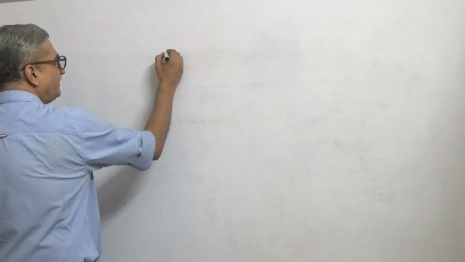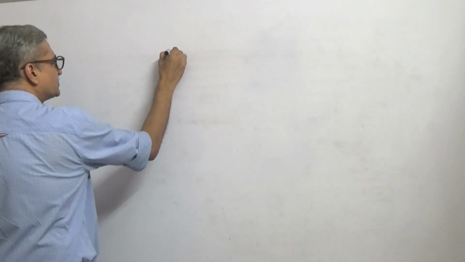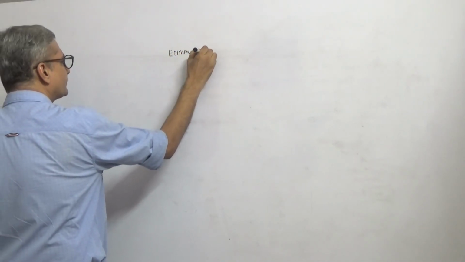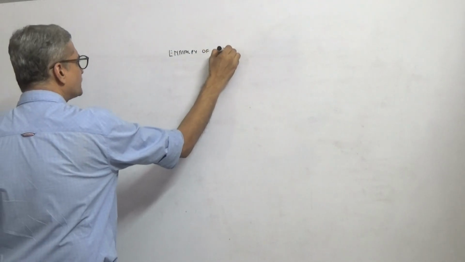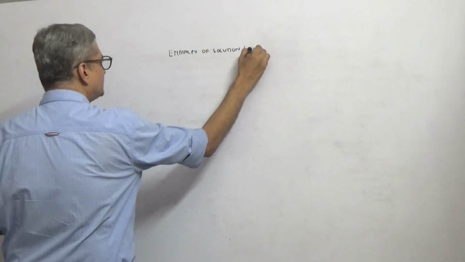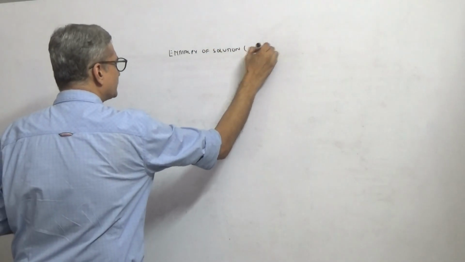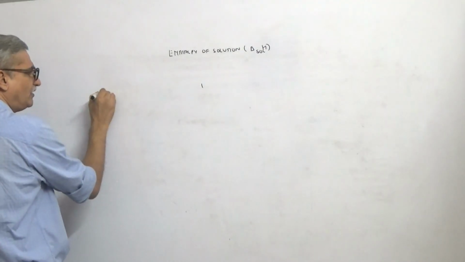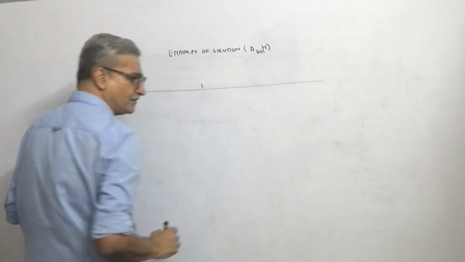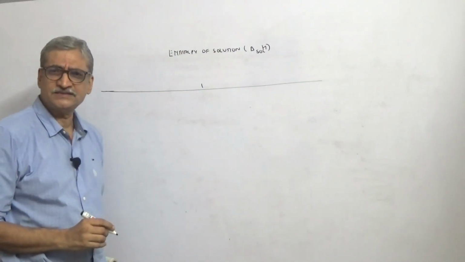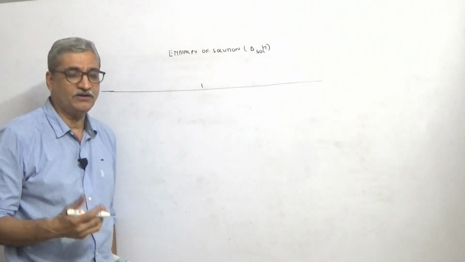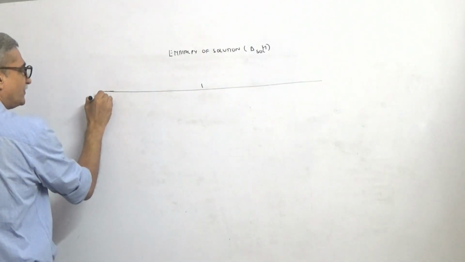Okay, then we have enthalpy of solution. So when we talk of enthalpy of solution, that is delta solution H. We'll define it, we'll leave space. What does it depend on? So when you dissolve a substance in water, it is enthalpy of solution. But what does it depend on? It depends on, first of all, the solute-solute interaction.